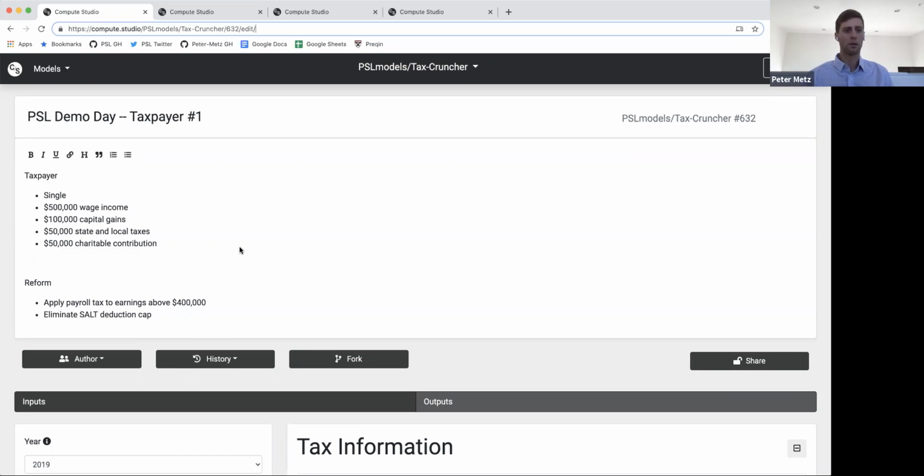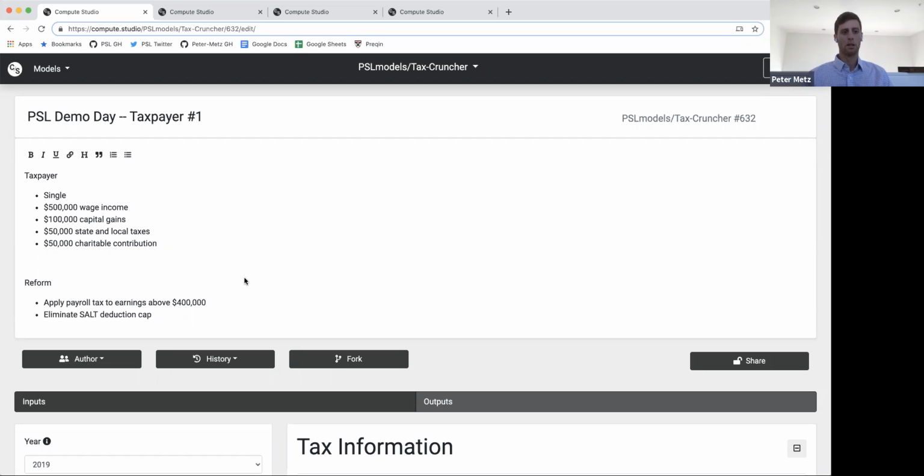So for our first demo, our taxpayer is single, with $500,000 in wage income. So this is a high earner. $100,000 in capital gains, $50,000 in state and local income taxes that they can deduct, and then $50,000 in charitable contributions.